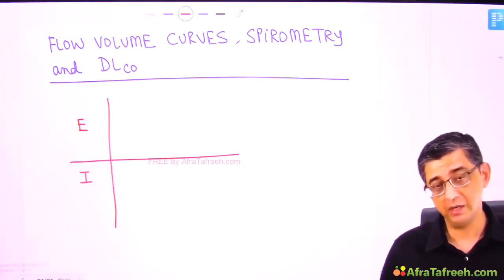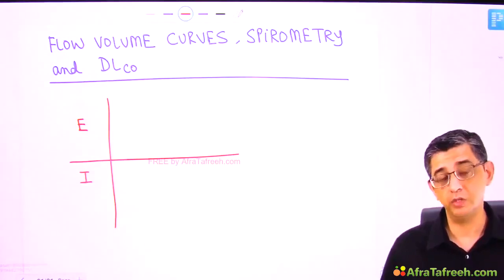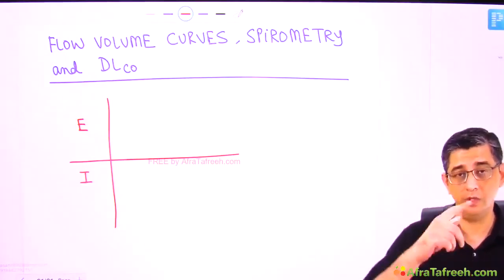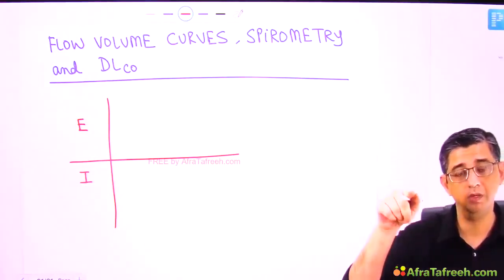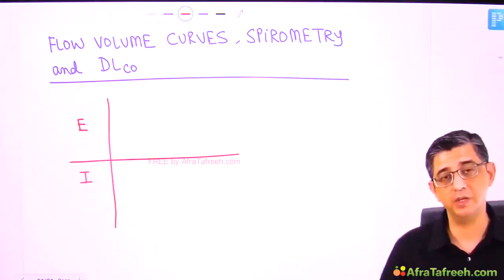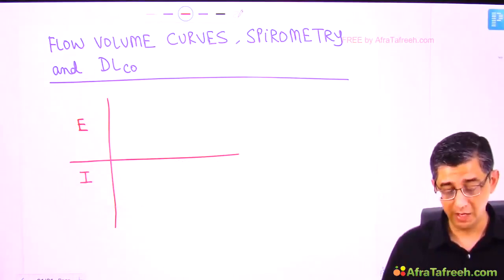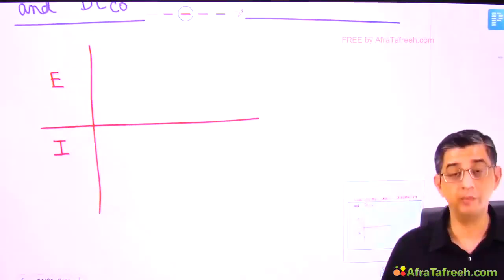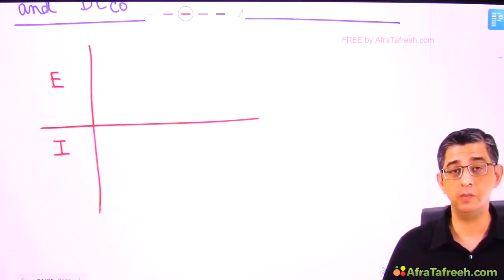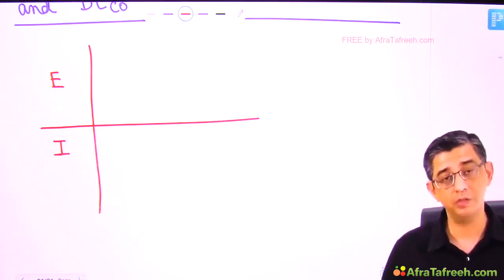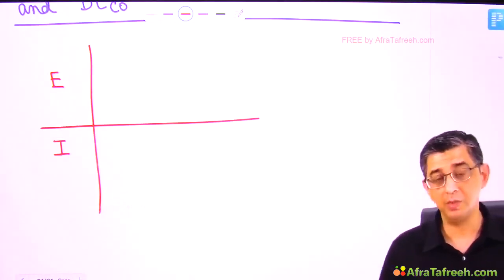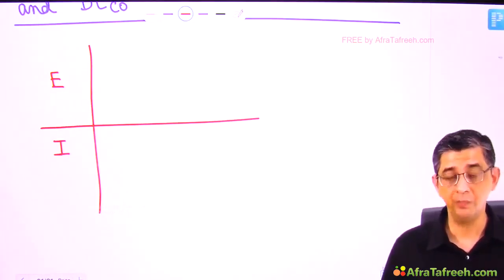So let's get started. The first and foremost thing I want you to remember is that in spirometry, inspiration is when you're going up in the curve, and when you go down in the curve, it is expiration. But the flow volume curve is opposite, it is reverse. As you can see in the sketch that I'm now going to make before you, inspiration will be present inferiorly and expiration superiorly.